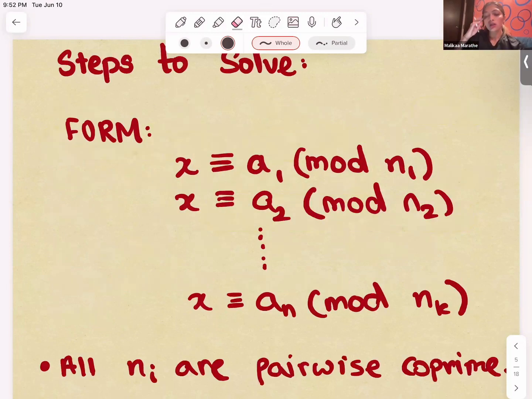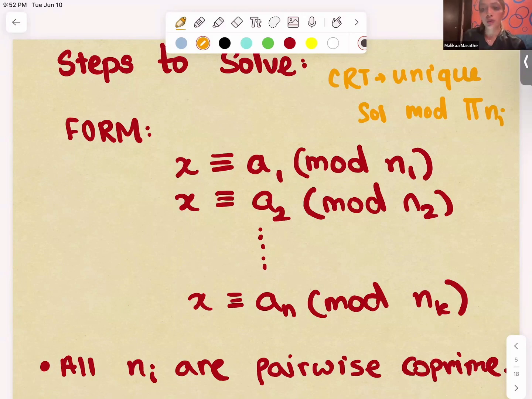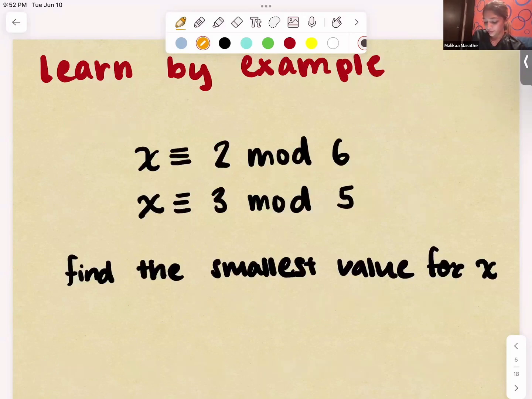Okay, so we're going to see that the form of these questions is going to be x congruent to A1, A2, all these numbers here, modulo all these numbers here. And then we know the CRT promises that, assuming that all the Ni are pairwise coprime, the CRT tells us that there's going to be a unique solution modulo the product of all the Ni's. Okay, we're going to see how to solve questions like this with the practice example.